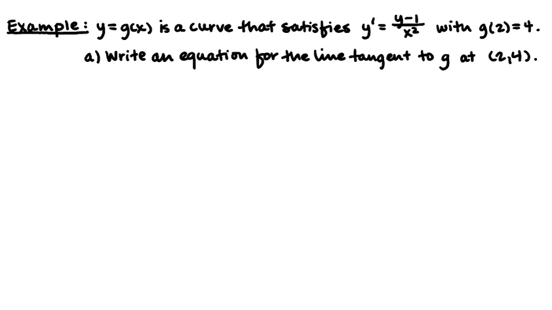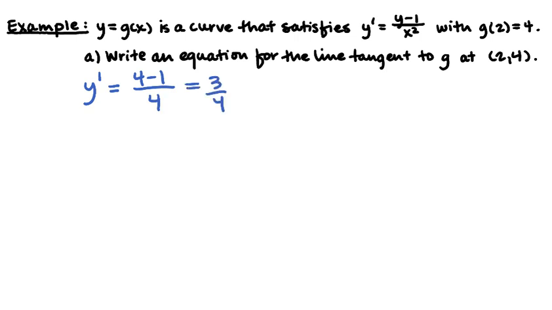Okay, I've got another free response question for you. y equals g of x is a curve that satisfies y prime equals (y minus 1) over x squared with g of 2 equals 4. Okay, write an equation for the line tangent to g at (2, 4). This sounds really easy, because I've got the point already. I've got a formula for the slope. y prime is going to be equal to, okay, y minus 1 is 4 minus 1, over 2 squared is 4. That's looking like 3/4.